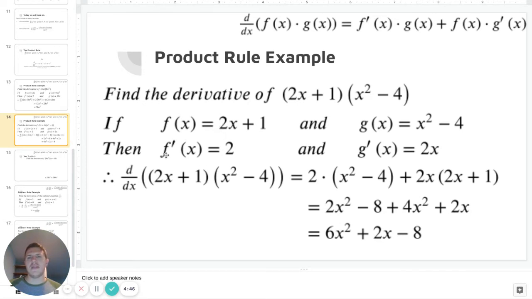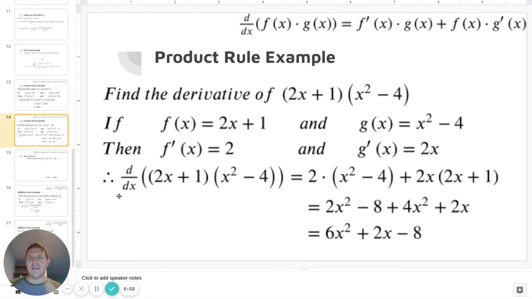So once again, I'm just left with a constant value derivative for f of x. And then I'm left with g prime of x, or the derivative of g, which is just the derivative of x squared, which is 2x, and then the derivative of 4 is 0, so I'm left with just 2x here.